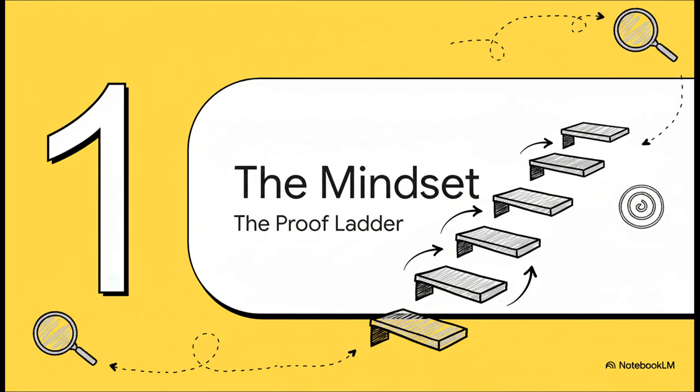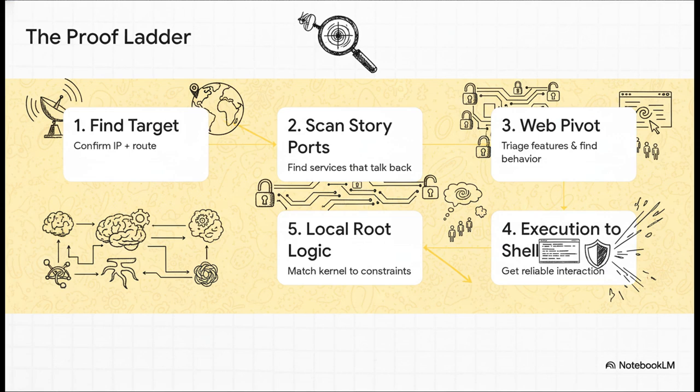And the core of this entire mindset is something called the proof ladder. Think of this as the mental model for the whole process. It's how you build momentum that you can actually trust, step by step. Here are the 5 rungs of that ladder, and each step is basically a claim that you have to prove before you're allowed to move to the next.